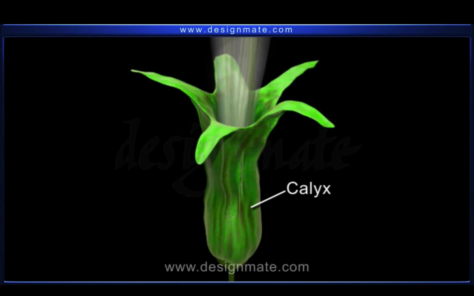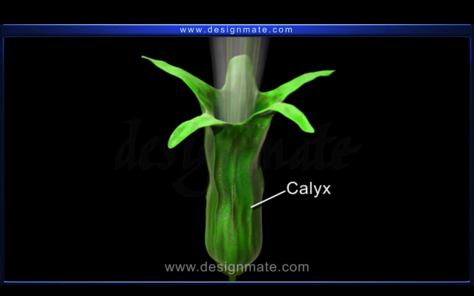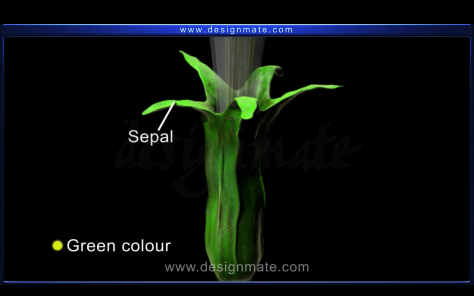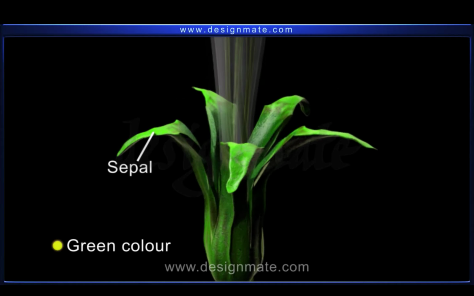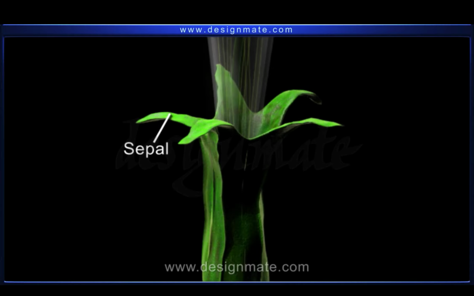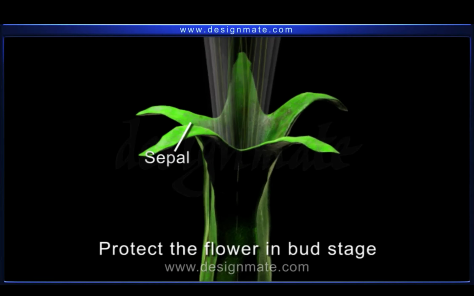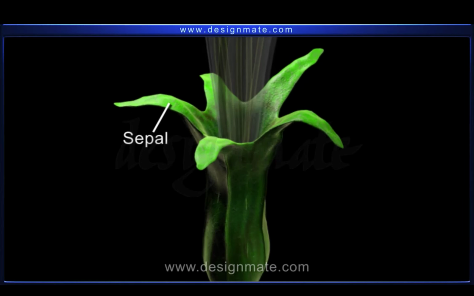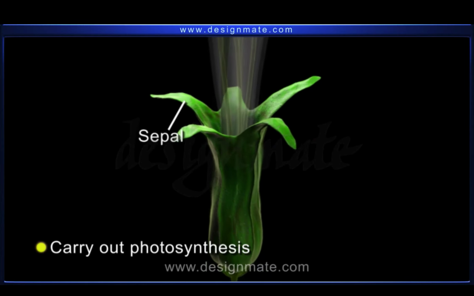Calyx is the outermost whorl of the flower. It consists of sepals, which are usually green in color. It is the outermost non-essential whorl of the flower. Its main function is to protect the flower in its bud stage. As the sepals are green, they also carry out photosynthesis.